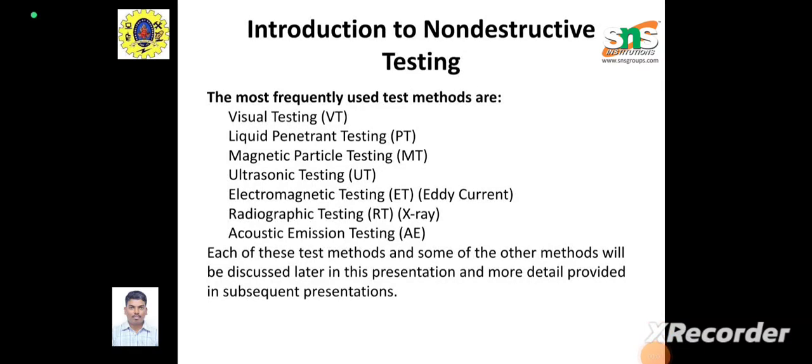Hello everyone. In this class, I am going to explain some of the important things in non-destructive testing technique methods. This is the continuation of previous classes. The most frequently used methods are visual testing, liquid penetration testing, magnetic particle testing, and ultrasonic testing. Also electromagnetic testing, eddy current and radiographic testing, and acoustic emission testing. These are the most frequently used testing methods in various industry sections.